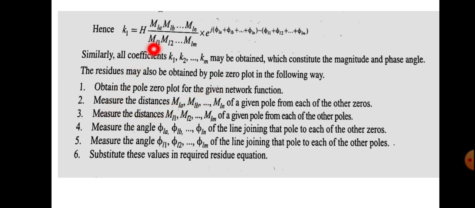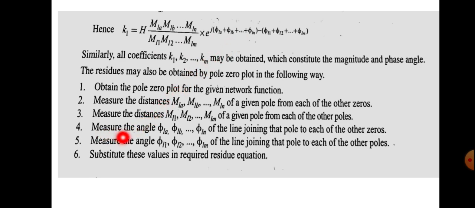Similarly, on the denominator side there are M_L1, M_L2, M_LM. So in the third step, measure the distances M_L1, M_L2, M_LM of a given pole from each of the other poles. So the denominator side contains the distances of the particular pole from the other poles. The numerator contains the distances of the pole from each of the zeros, and the denominator contains the distances of the pole from each of the other poles. And here also there is a magnitude term.